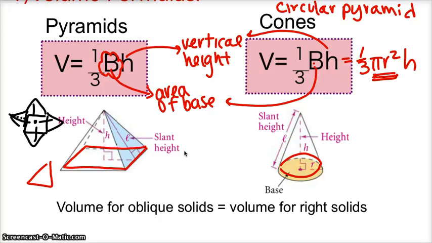Again, add to your drawing of your cone and be careful in problems. We need the height from the apex straight down to where it meets the center of that circle perpendicularly. This slant height, even though it's given to you, will not be used in the volume calculation. One last note: the volume for oblique solids is the same as the volume for right solids.